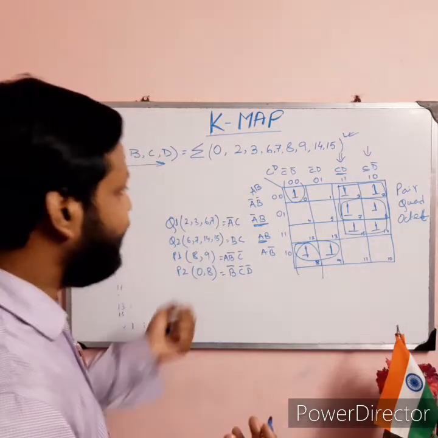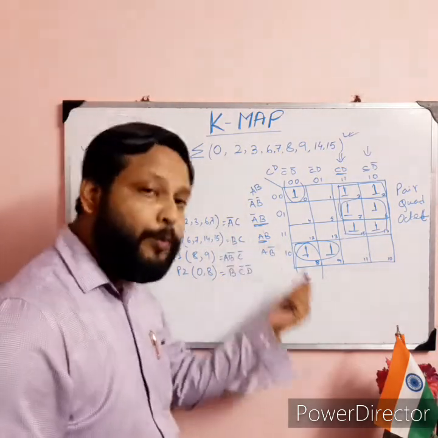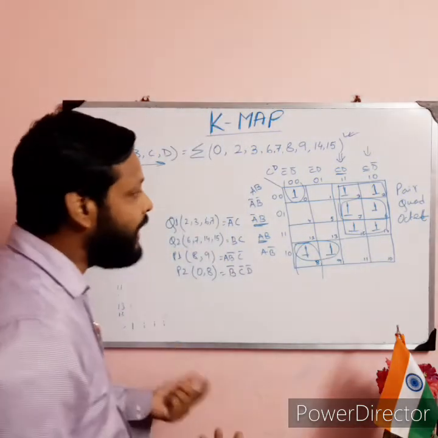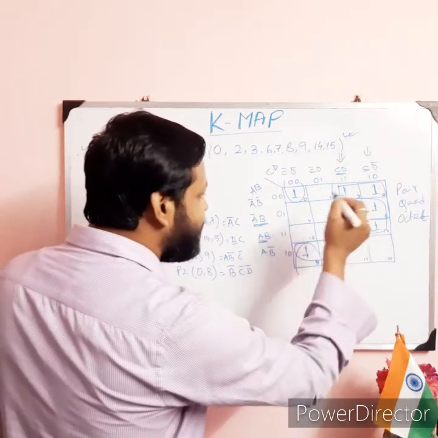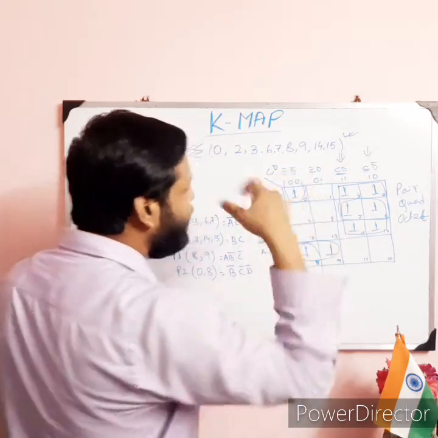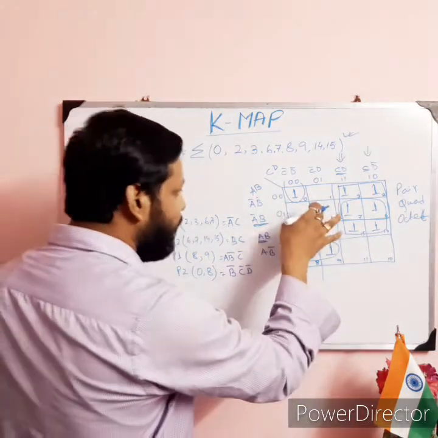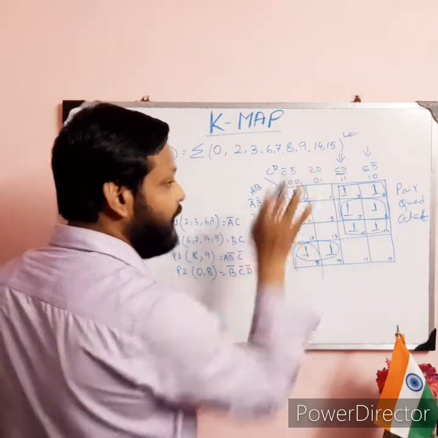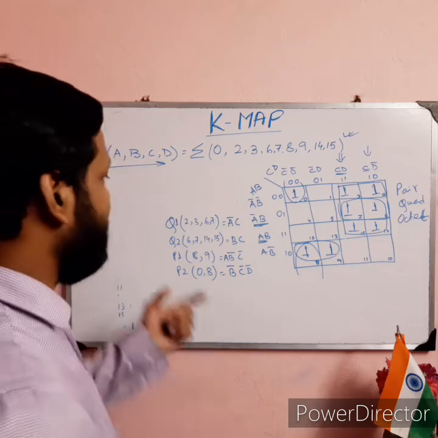Suppose any term is left alone, and we are unable to create a group with this term, then it is called a singlet. And what do we have to write? Suppose as an example, if somehow a 1 is there and we are unable to form a group from there, then A complement B, C complement D you have to write, if this situation occurs.